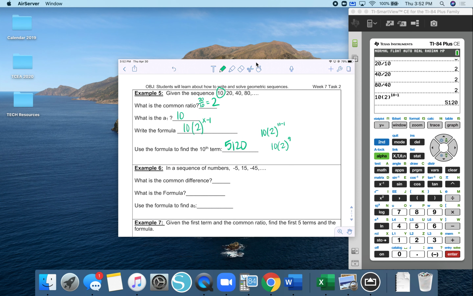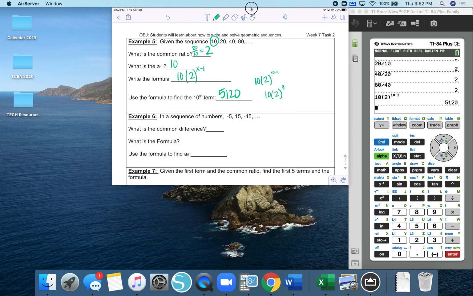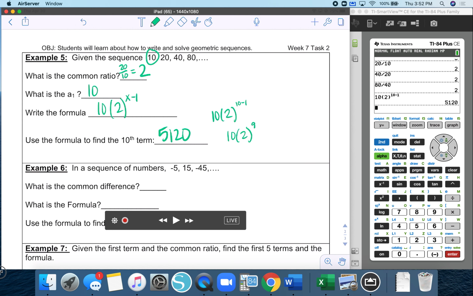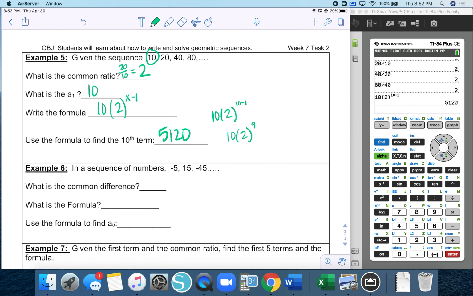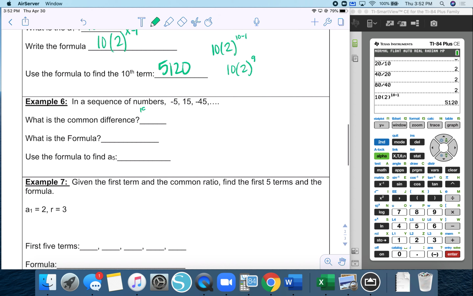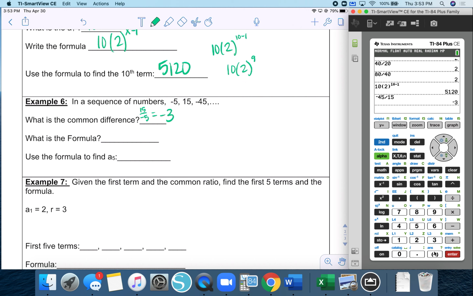So I'll show you on the next one as well, just in case you missed it. But remember, you can always pause and go back and watch that part again. So common ratio here, 15 divided by negative 5 is going to be negative 3. In the same way, negative 45 divided by 15 is also negative 3. Formula is going to be negative 5 times negative 3 raised to the x minus 1. So using this formula, to find the 5th term, we're really going to type negative 5 times negative 3 to the 4.